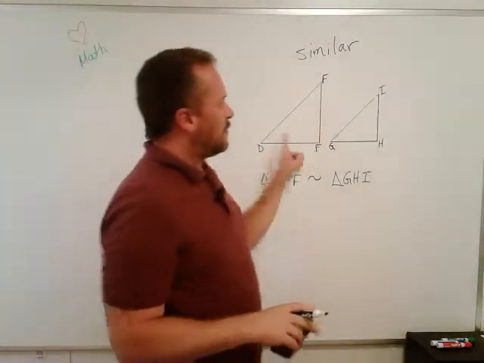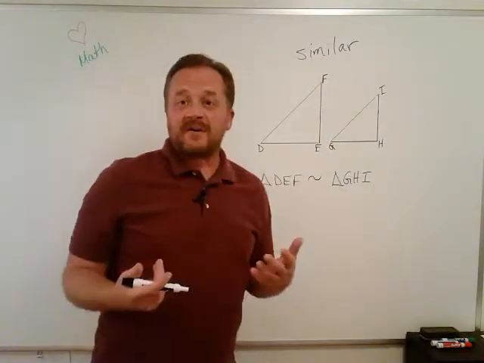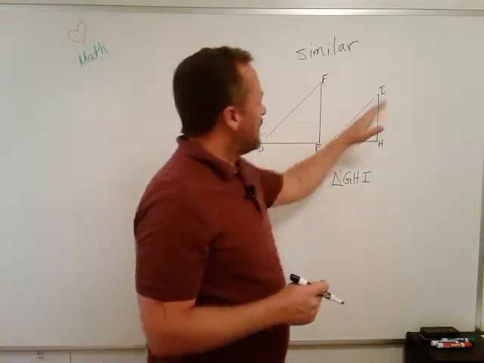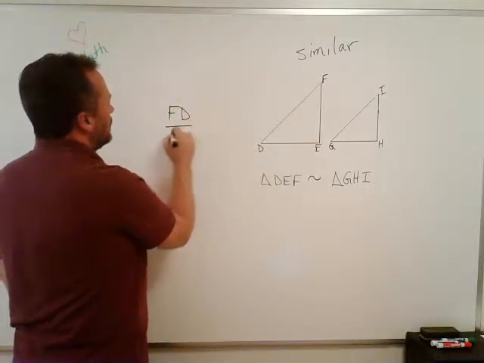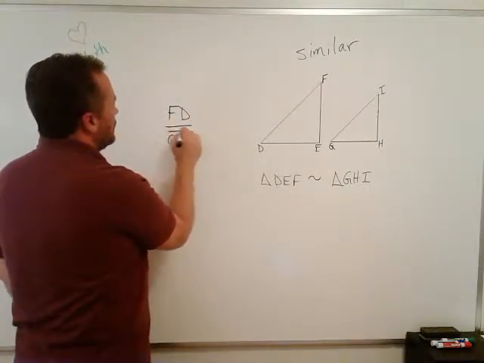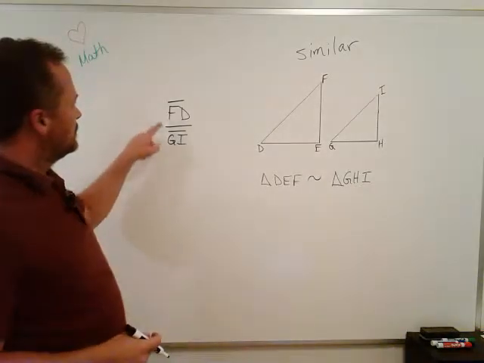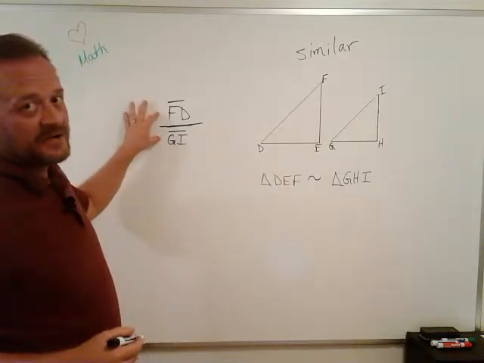Now, the nice thing about corresponding sides is that since they have a relationship between two proportional or similar triangles, that means I can make ratios out of them. So if I know that DF corresponds with GI, I can just write these as a ratio. Can you see how this is a ratio in fractional notation?